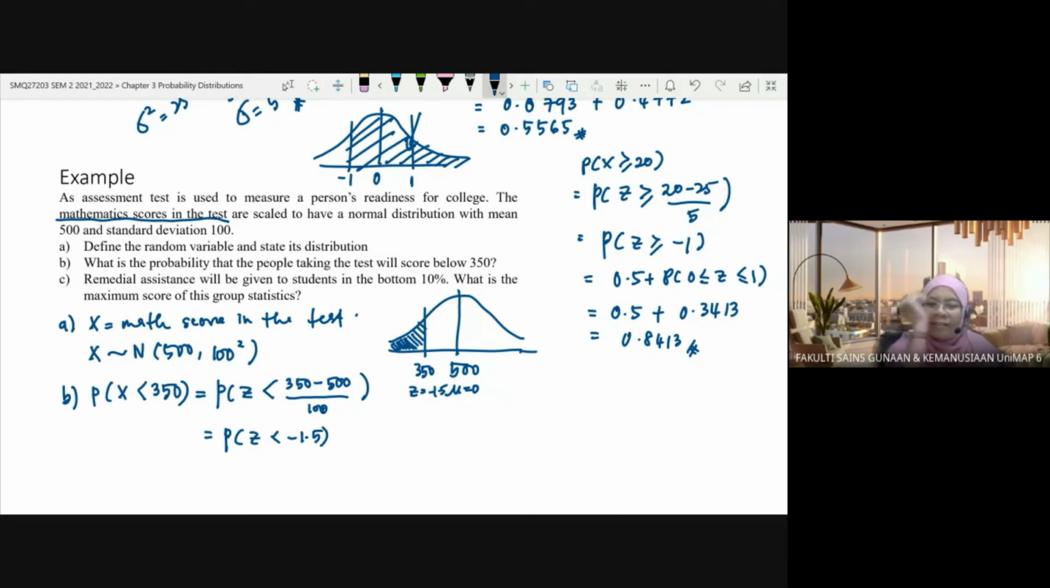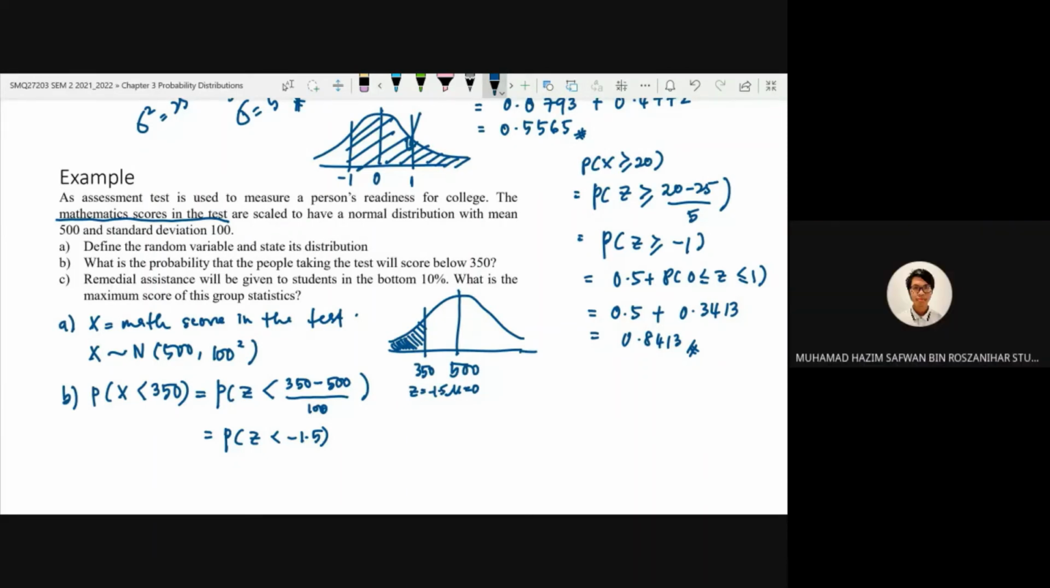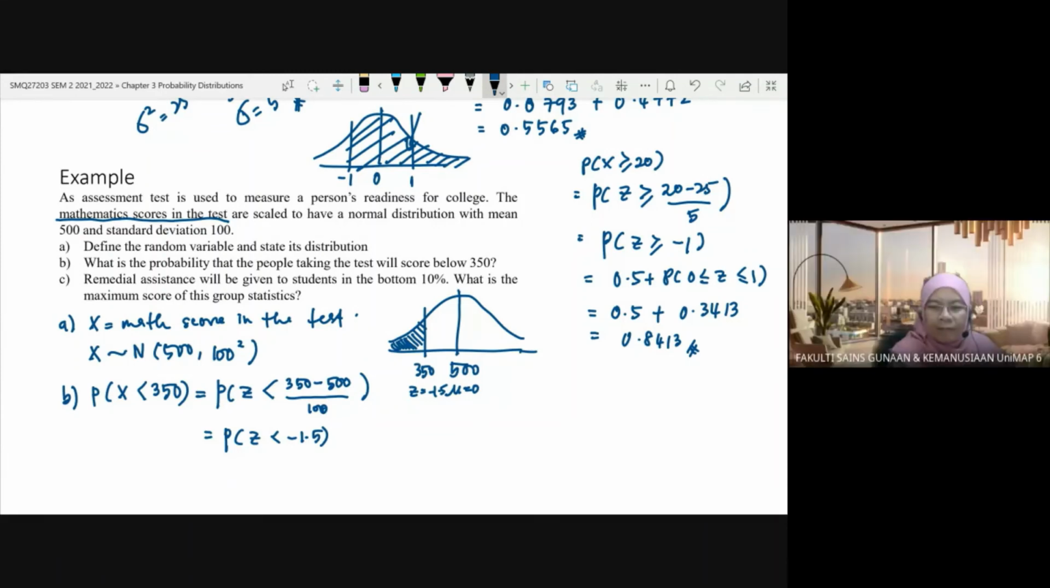Can someone guess? Is it the first table or the upper tail table? First table. Yes, first table. Why first table? Can someone please tell me why first table?